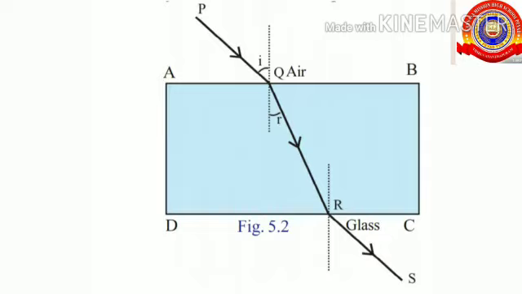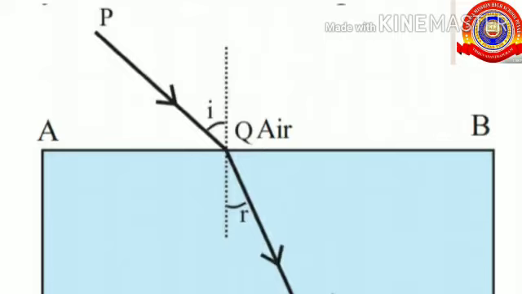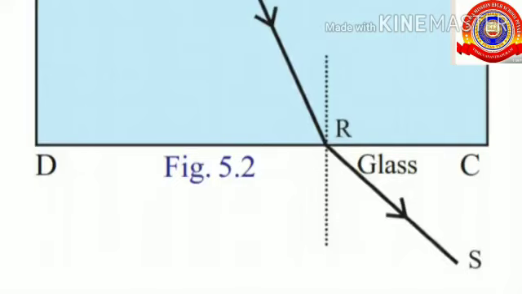And when light enters from glass to air, the angle of refraction is greater than the angle of incidence. So from this, can you say which one has the greater optical density, air or glass? Yes, glass has the greater optical density. While going from air to glass, the refracted ray deviates towards the normal, like in this figure. When light enters from glass to air, it deviates away from the normal.